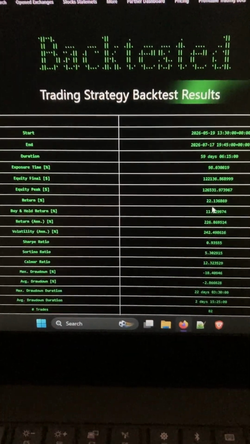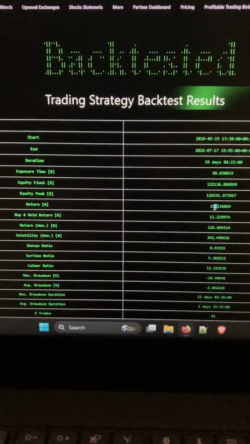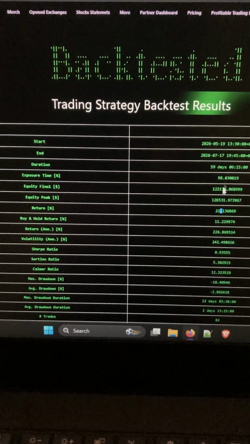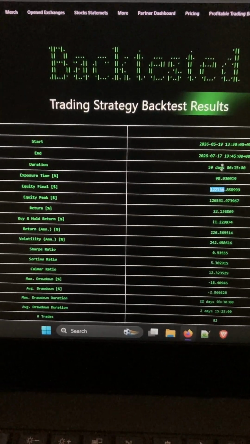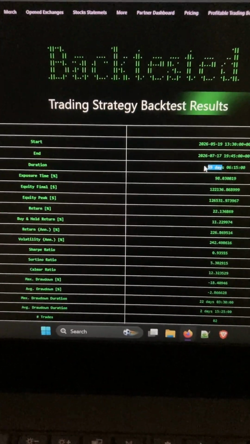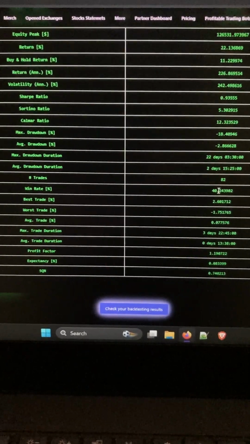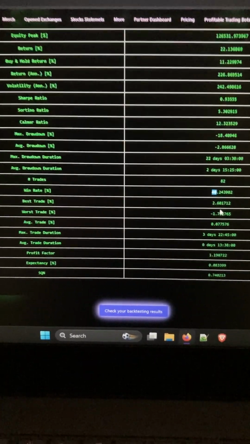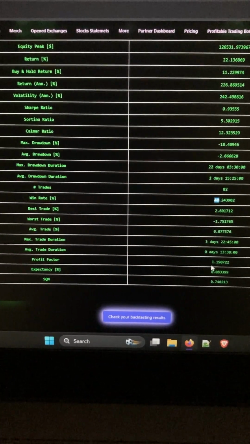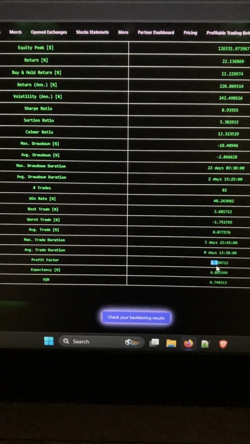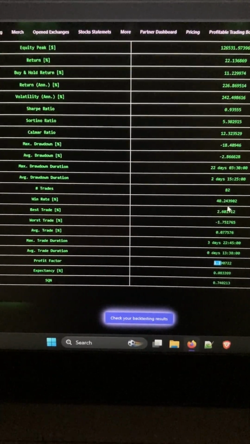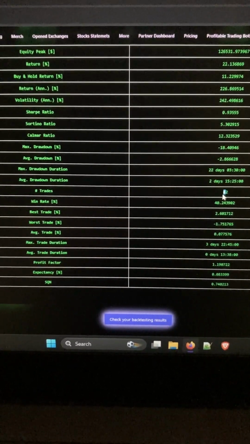And then this is the result, 22% return, in a period of 59 days with a win rate of 40%, a profit factor of 1.19, and 82 trades.